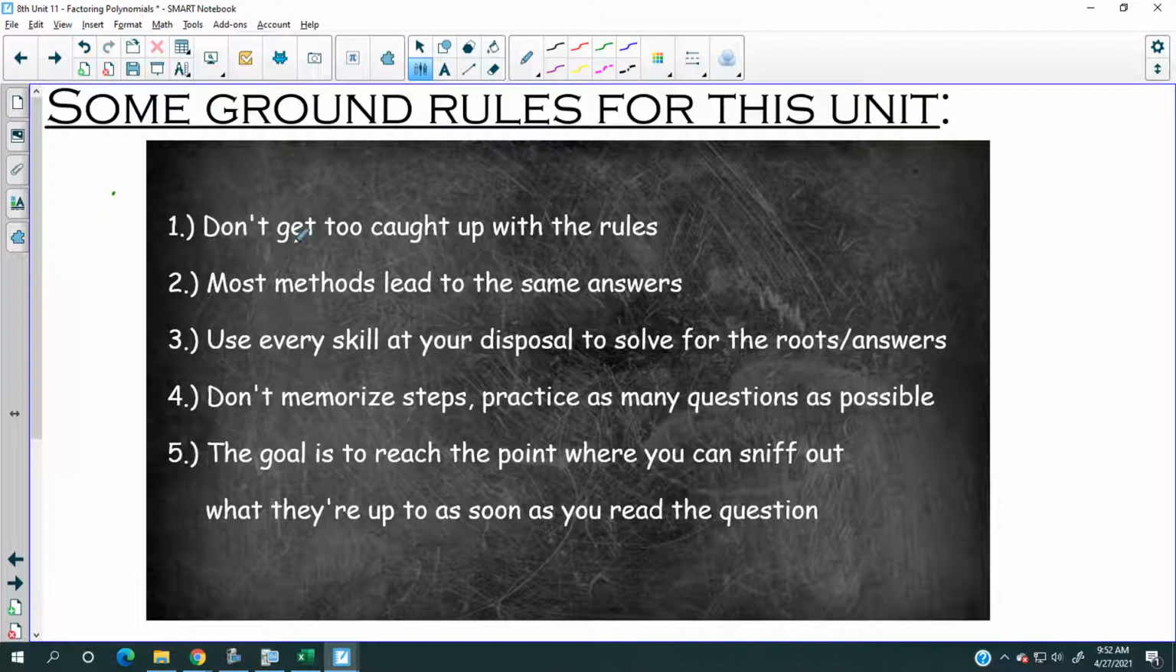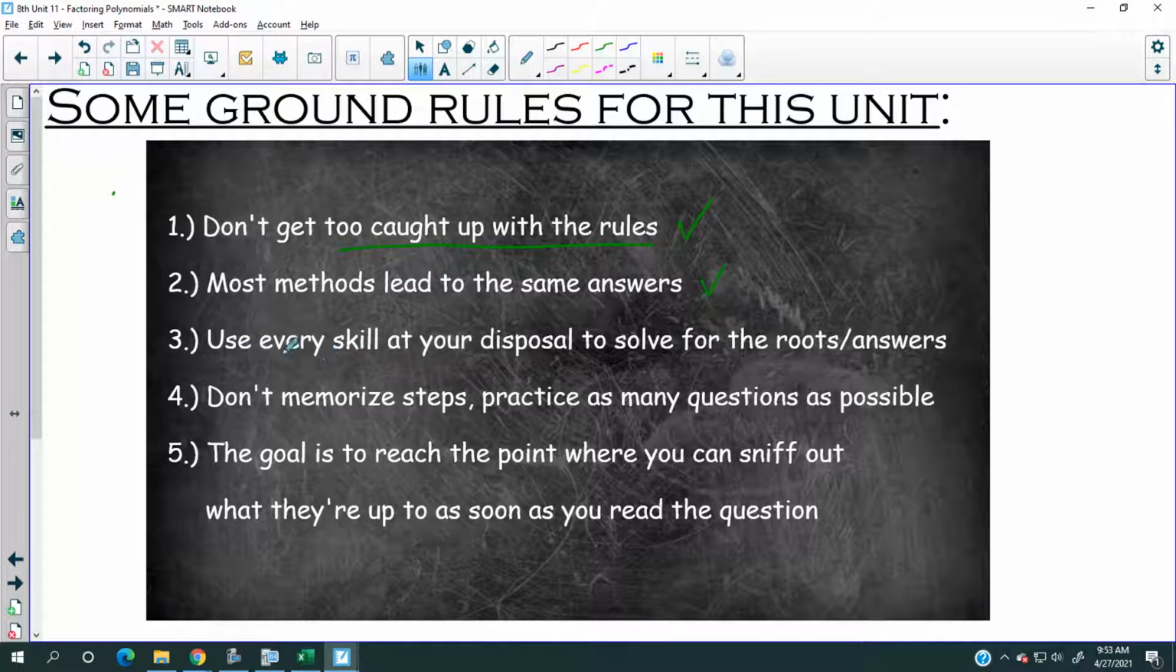So what are some of the rules? Don't get caught up with the rules. There are a lot of different ways to solve something. Why did I tell you not to get too caught up with the rules? Because most of the methods that we use can lead to the same answers. There are a lot of different methods, I could count like 4 to 5 just off the top of my head.